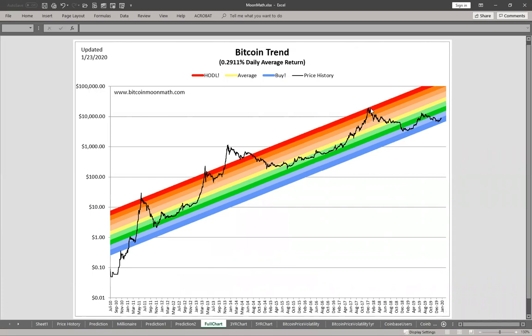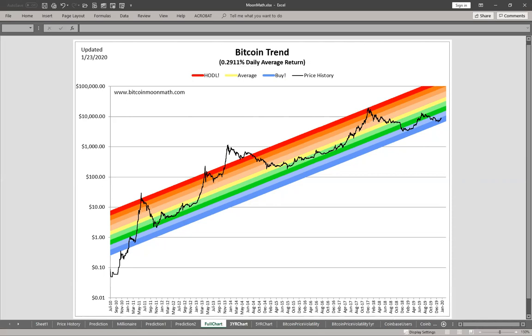You can see the price recently reached a point, this was in the 19,000 range when we hit the red there. And then we've come back down into this rainbow. Right now we're on the lower end of this rainbow, and we've been down there before, but not in recent memory. The average daily return over the last 10 years is 0.29%.